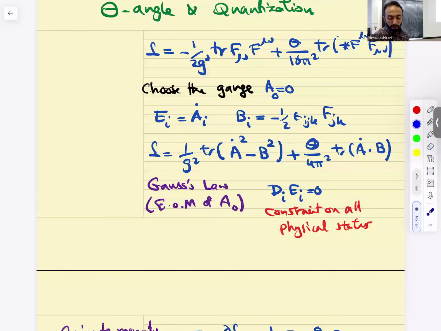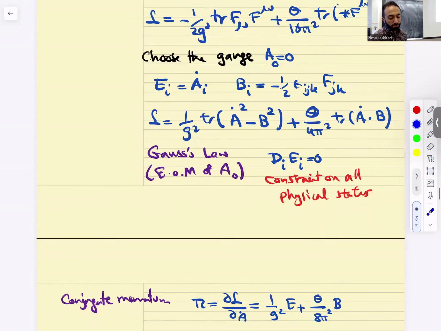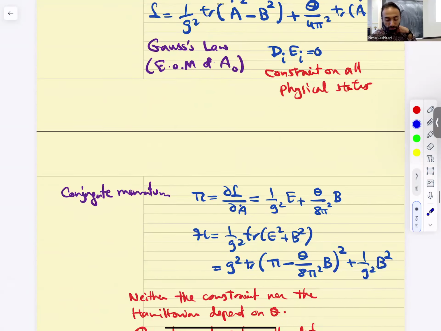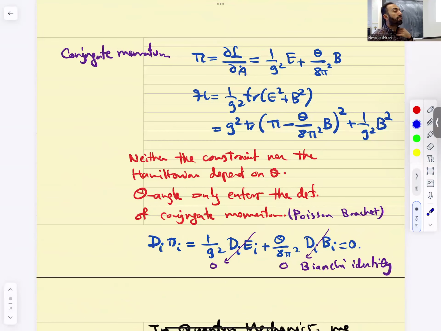There's Gauss's law, which is D_i E_i = 0. This is a constraint on all physical states. Again, i is a space index, and these are Lie algebra valued equations. This can be viewed as an equation of motion for A_0. Now, because I want to do a canonical quantization, I'm going to look at the conjugate momentum. I have to take my Lagrangian and take a derivative with respect to A dot. That gives me 1 over g squared E plus theta over 8 pi squared B.